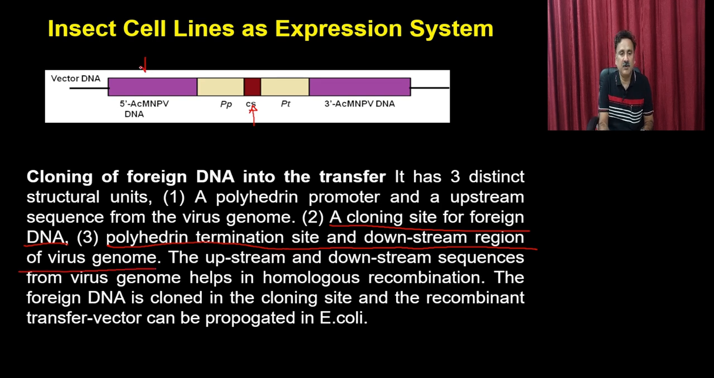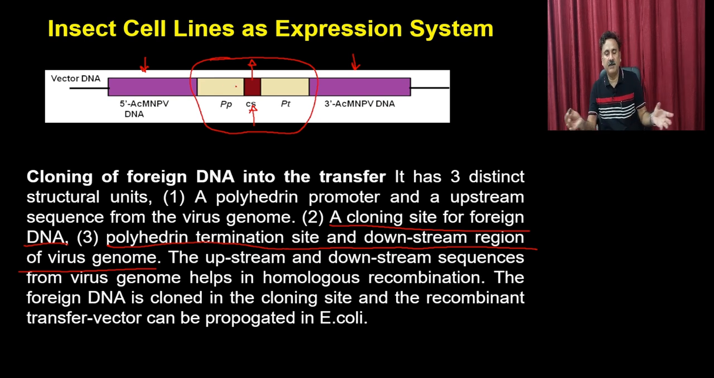This is the viral genome, and within this is the cassette for protein production. So you have the polyhedrin upstream sequences, you have the polyhedrin downstream sequences, and within this you are going to put a cloning site. So if you clone the protein within this, it is going to be produced along with the genome, right? When the virus is replicating, it is going to replicate this portion also.